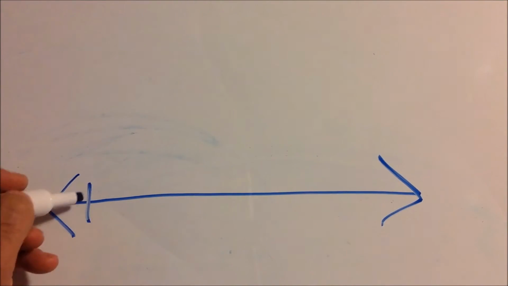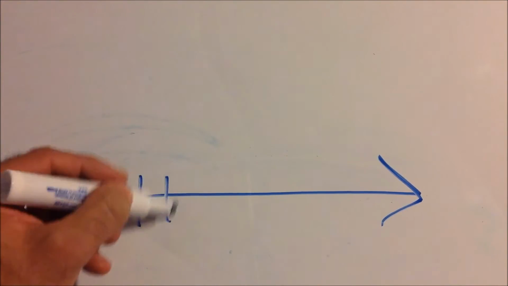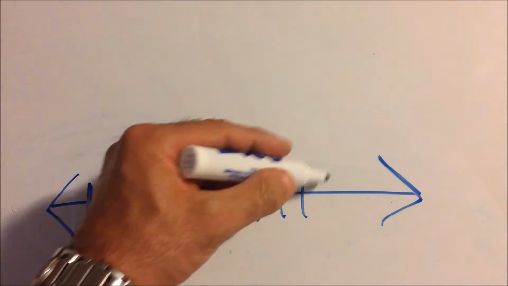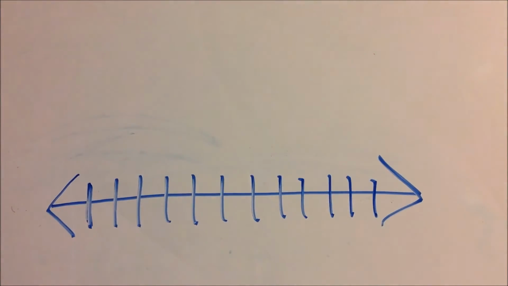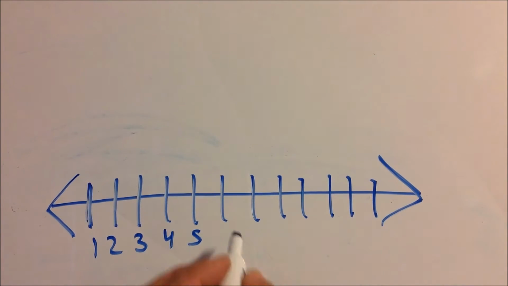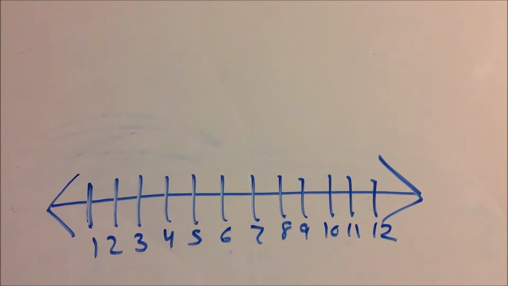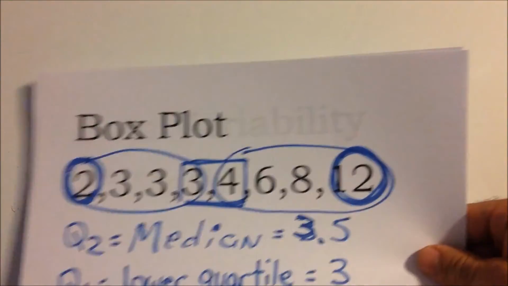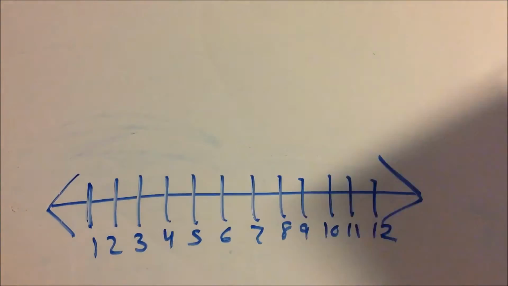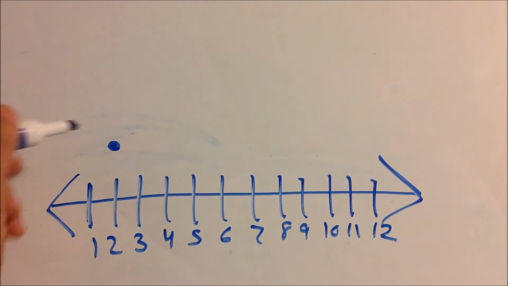And we can put in numbers from 1 to 12, or 1 to 13, 1, 2, 3, 4, 5, 6, 7, 8, 9, 10, 11, 12. That's fine, just number them. Okay, so our least value, remember when we did the box plot, 2 was our least value. So we're going to put a dot by 2, and that's the beginning of the whisker.